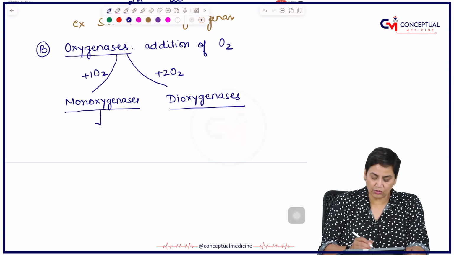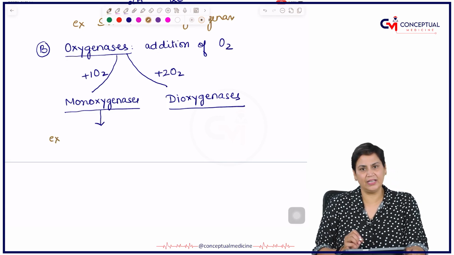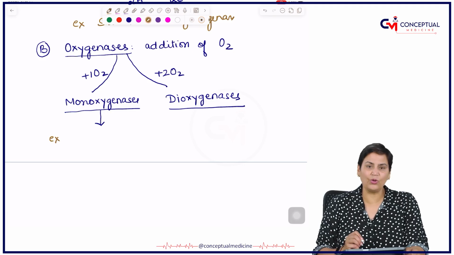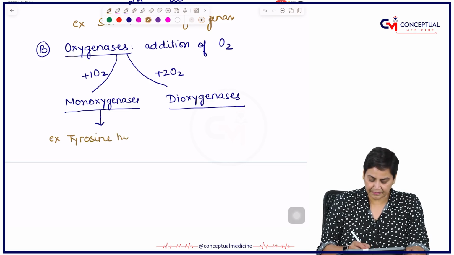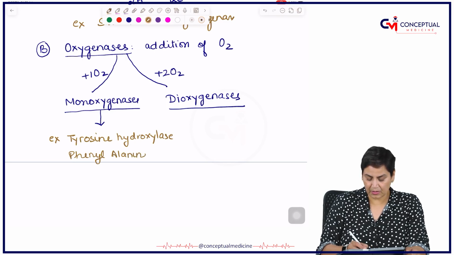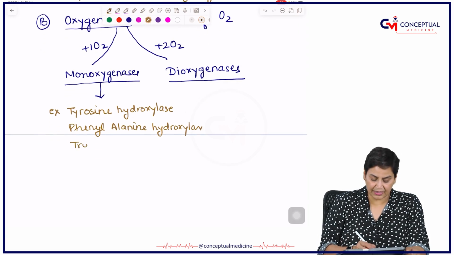So if we talk about mono, means single oxygen, the example is all the hydroxylation reactions, because it results in hydroxylase. So I can say the examples are tyrosine hydroxylase. Second example is phenylalanine hydroxylase. And third example is tryptophan hydroxylase.